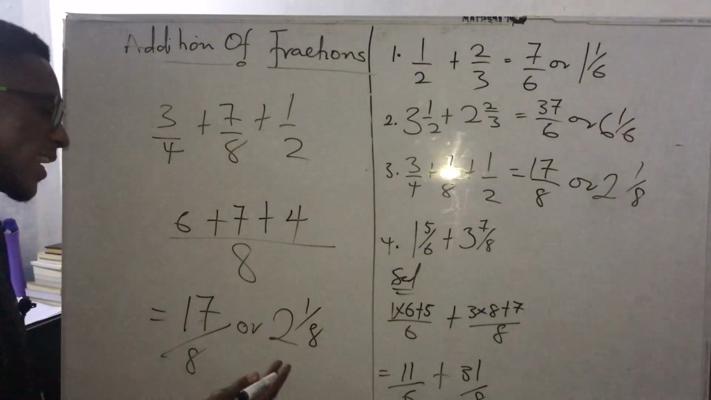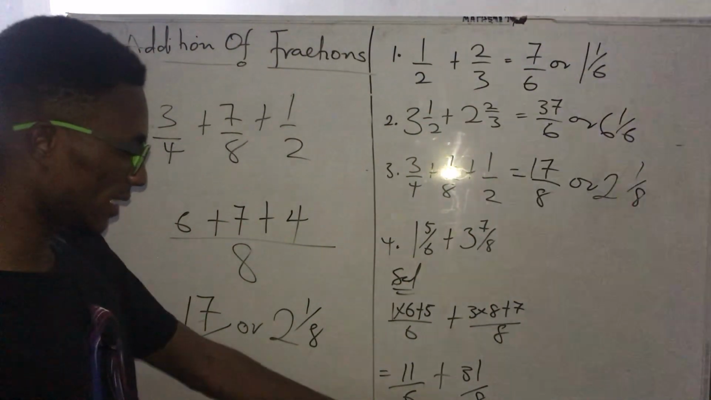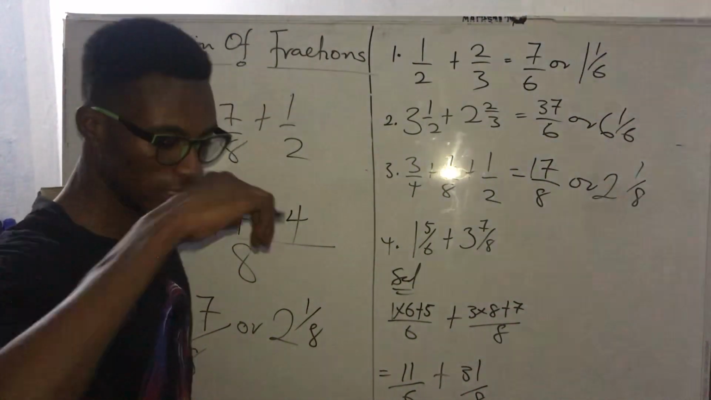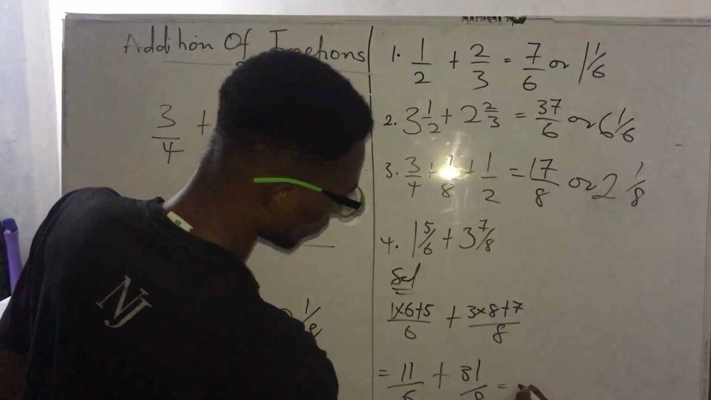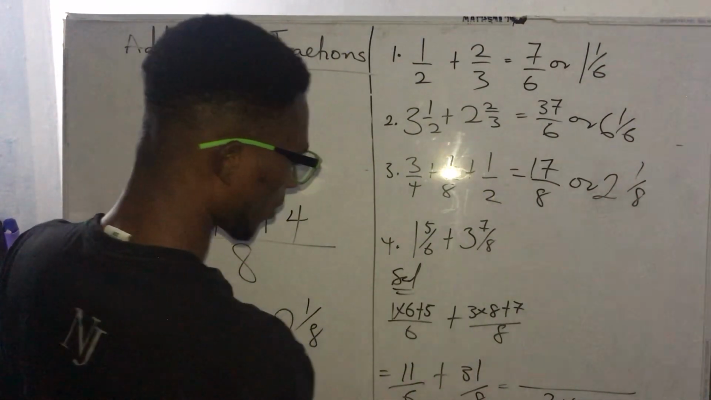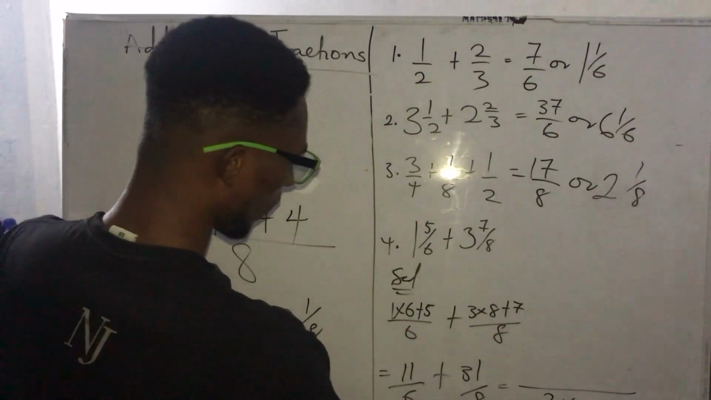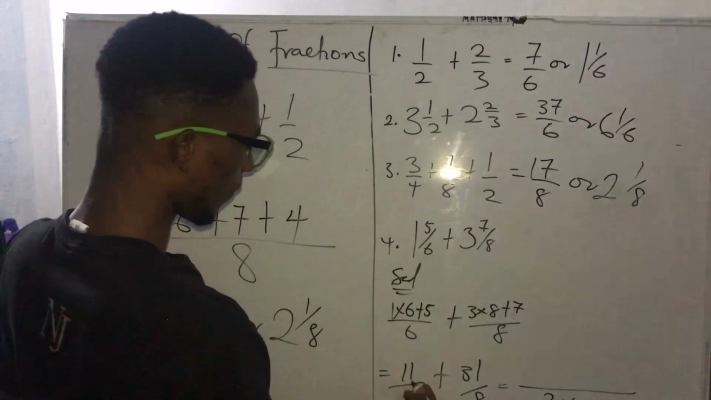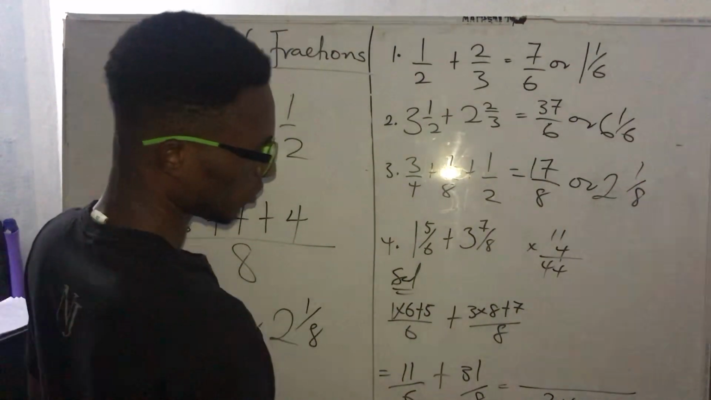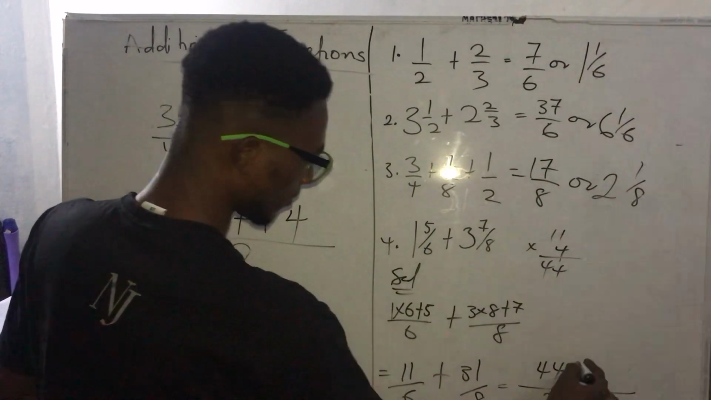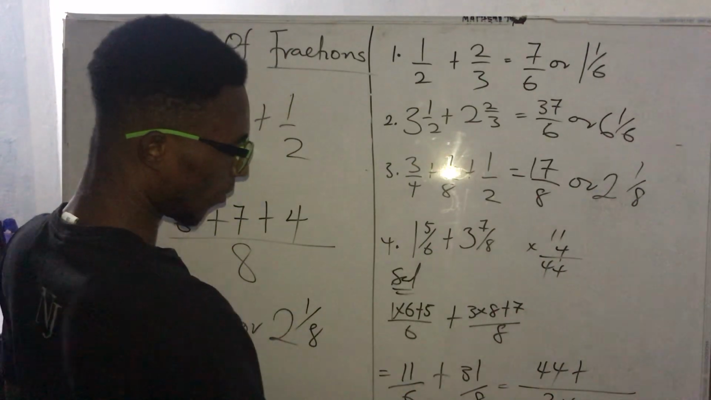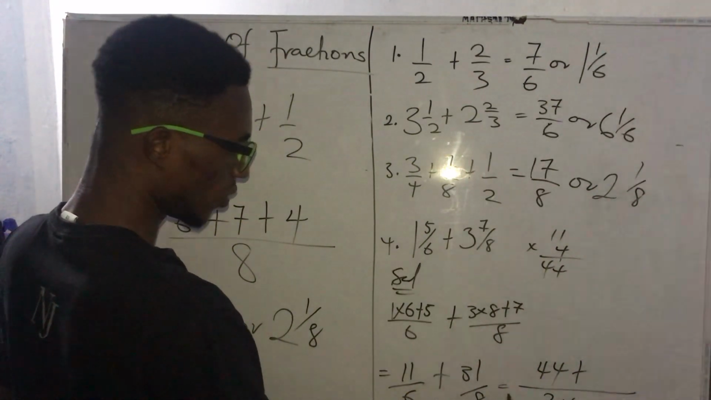Now we have to find the LCM of 6 and 8. It's going to give us 24. So we have the LCM 24. 6 goes into 24 4 times. So we have 4 times 11, 44 over here, plus, now 8 will go into 24 3 times.